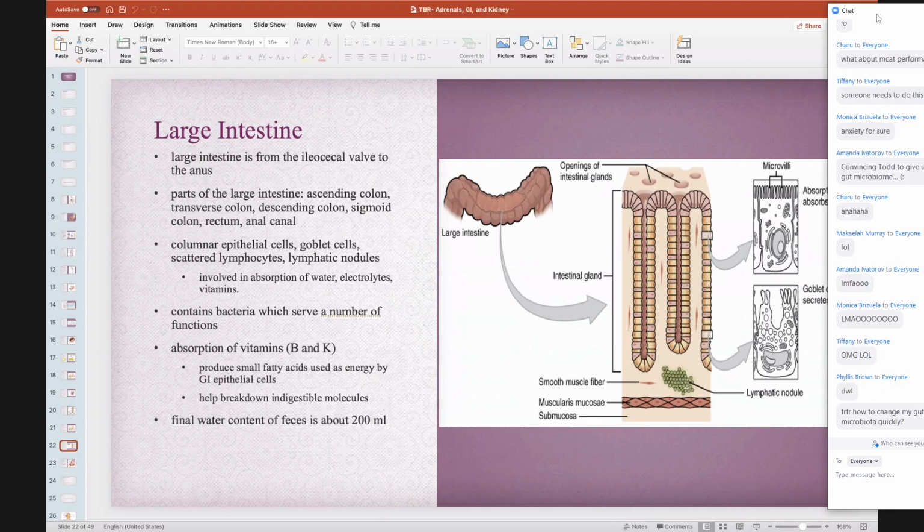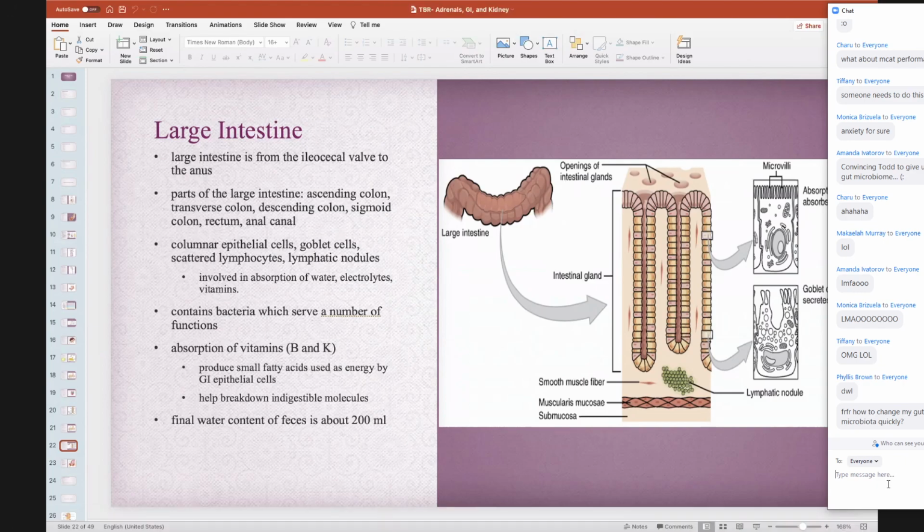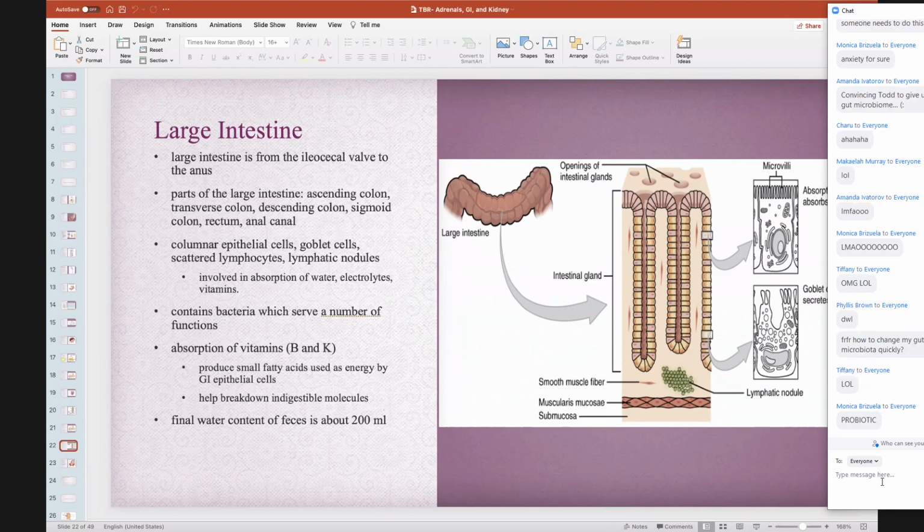How can you change your gut microbiota quickly? Take vancomycin and give yourself a fecal transplant. I mean, it can happen in one afternoon if you want to do it like that. Probiotics, yeah.